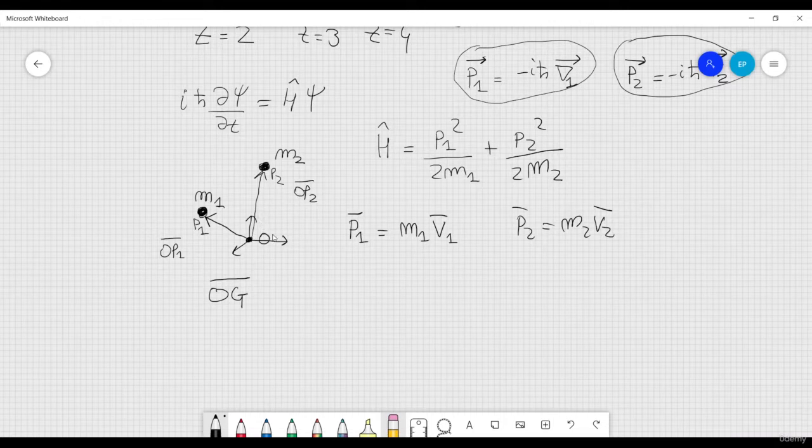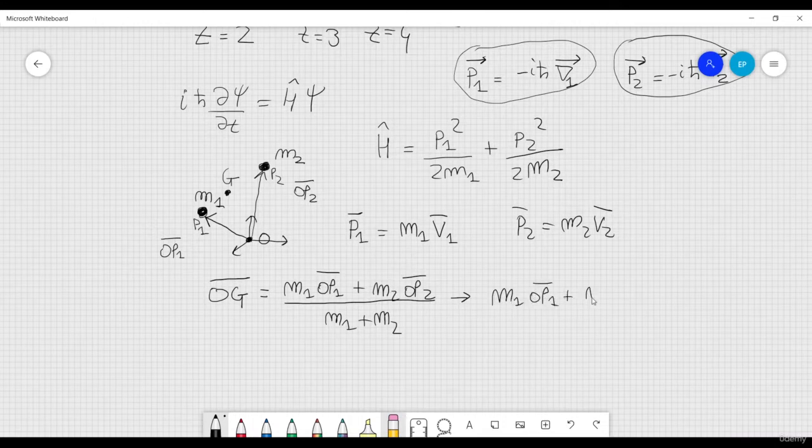Whereas the position of the center of mass, let's assume that this center of mass is here. Well, this can be calculated like this: OG is m1 OP1 plus m2 OP2 divided by the total mass of the system, which is m1 plus m2. It's a simple formula. If you want, we can rewrite it like this: m1 OP1 plus m2 OP2 equal to m1 plus m2 times OG.